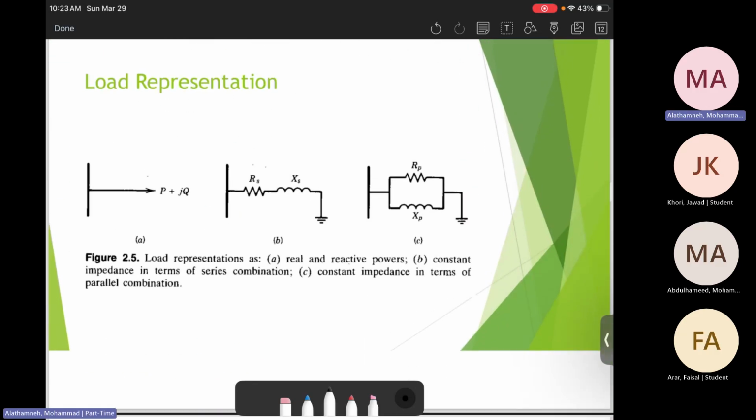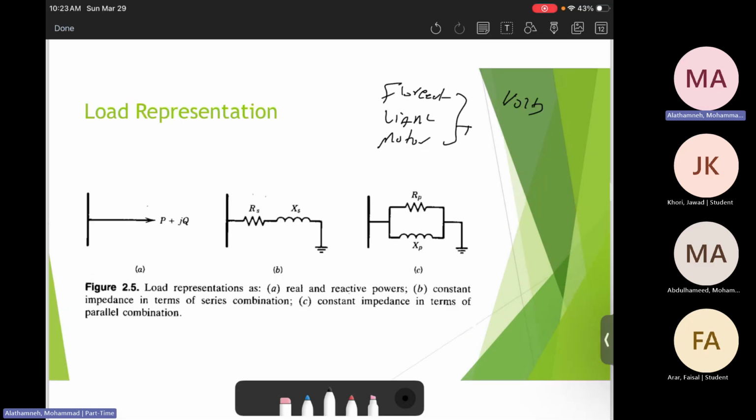Here is the solution of the example. Now let's go to the next one, which is the load representation. The load representation is related to the load behavior. The vast majority of our loads, for example fluorescent lights, light bulbs, or motors, we already have in watts, sometimes watts and power factor.